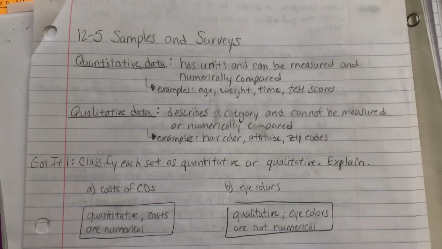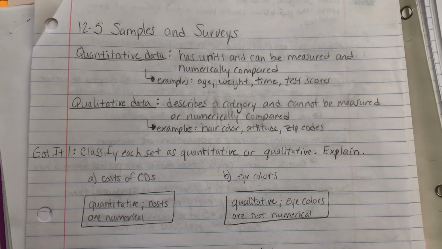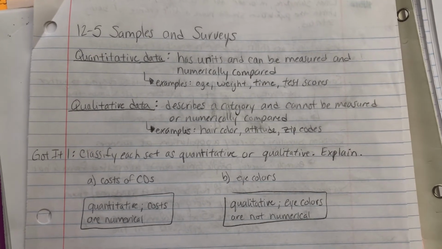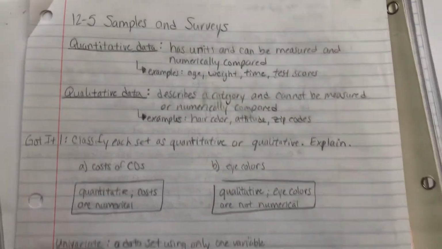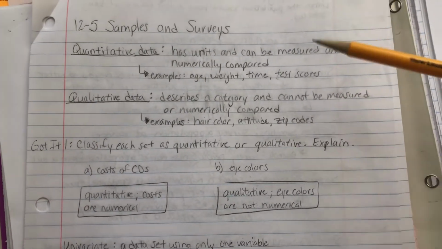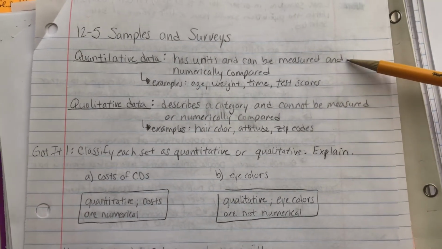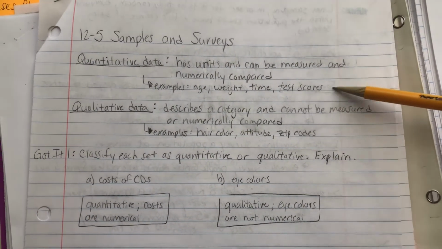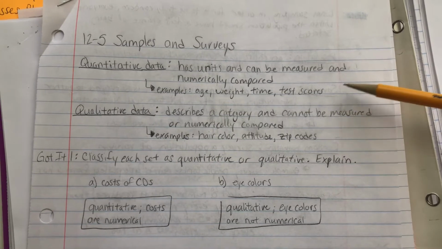So to start, we want to work on classifying different types of data, and we can do that 2 ways. We can classify as quantitative and qualitative, or we can classify as univariate and bivariate. So that's the focus of this first video. Quantitative data has units that can be measured and numerically compared. And here's some examples for you: age, weight, time, and test scores.